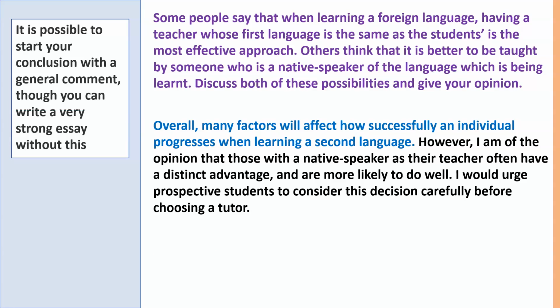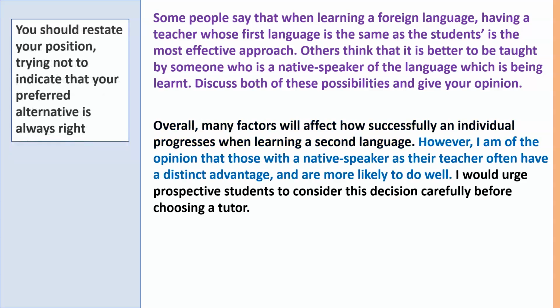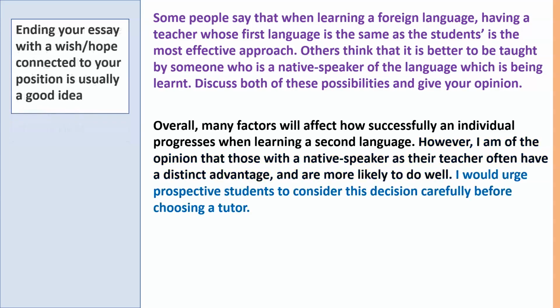And in your conclusion, you can start it with a general comment, though you can write a very strong essay without this. You need to restate your position, trying not to indicate that your preferred alternative is always right. So it's a good idea to try and indicate that at least in some situations, in some occasions, the other alternative has some merit or some strength. And ending your essay with a wish or hope connected to your position, usually a good idea.